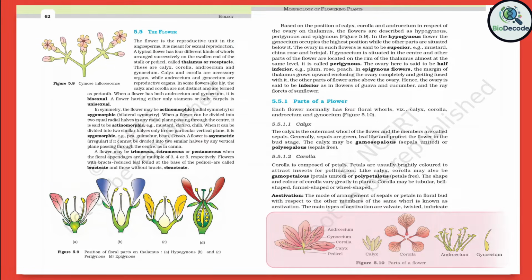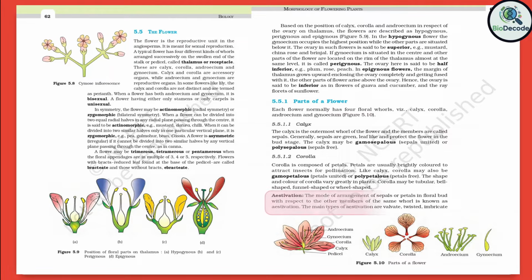Figure 5.10. Parts of a flower. This figure details the anatomy of a typical flower. It shows calyx, sepals, protective green outer whorl; corolla, petals, often colorful to attract pollinators; androecium, stamens, male reproductive parts producing pollen; gynoecium, carpels, female reproductive part with ovary, style, and stigma; pedicel, flower stalk connecting to stem. The figure provides a clear visual of how the flower is organized for sexual reproduction.